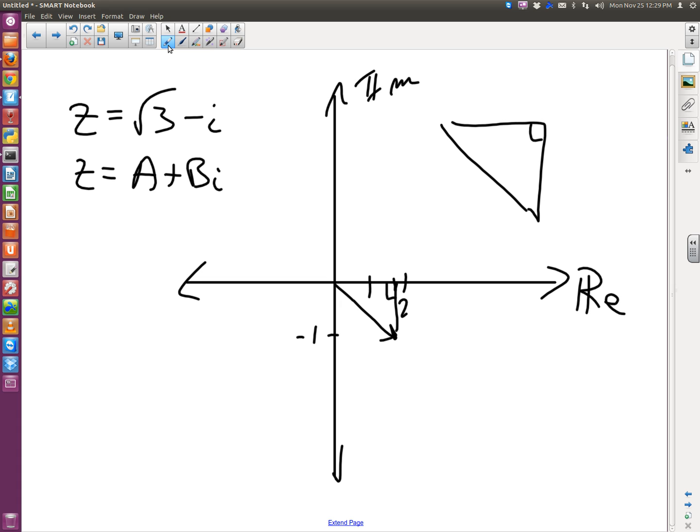This right triangle right here. This length is rad 3. This length is 1. Let's call that r. How long is the vector?